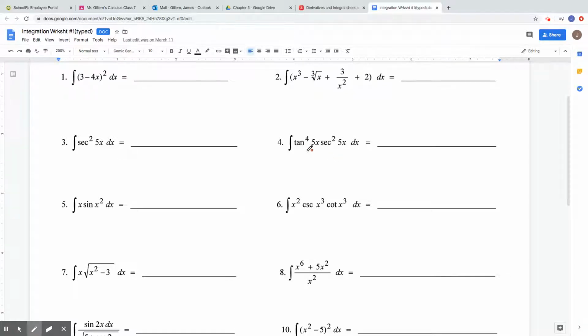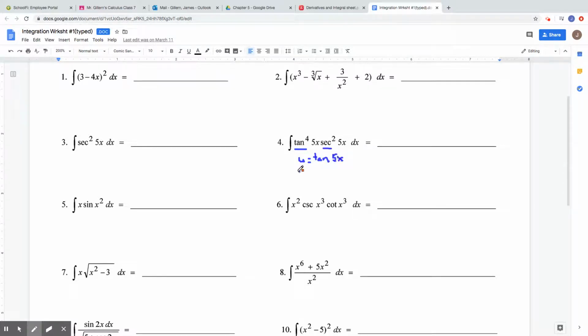All right, so number 4, we have an example where we have 2 trig functions, and we have different powers. Whenever that happens, our u is going to have the trig along with what comes after it in the u. So we're either going to pick tangent 5x or secant 5x. Now you take the one that has the higher exponent. 4 is bigger than 2. So we are going to use tangent 5x as our u.